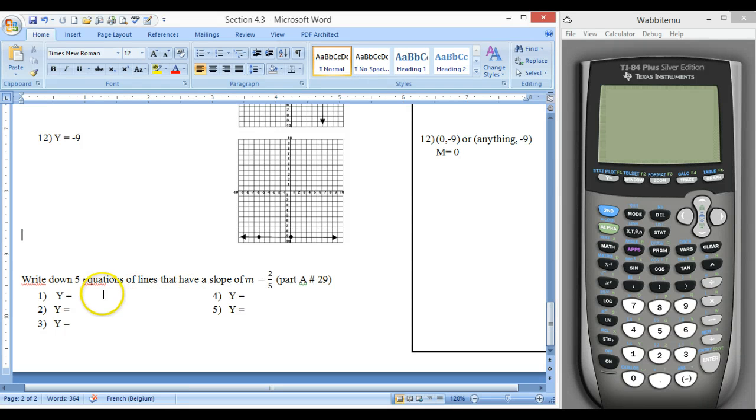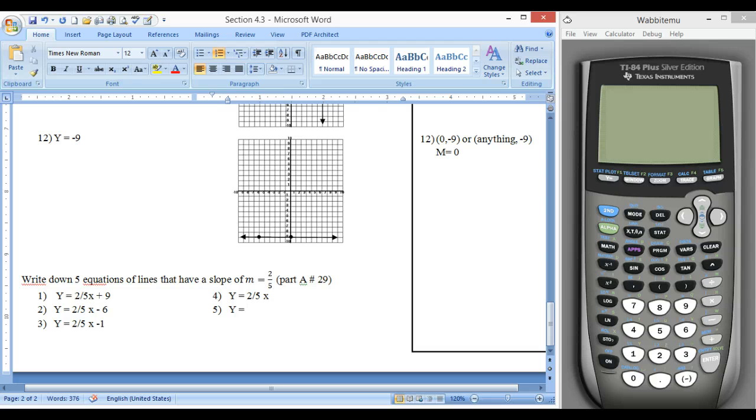All right. And this last question, or 5, is similar to part A, number 29. We have the question to write 5 equations with a slope of 2/5. So all I need to do is give myself the slope of 2/5 and give my y-intercept some number. And the next one, again, 2/5 and some different y-intercept. And again, 2/5 with some different y-intercept. And another with the same slope. In this case, I'm going to give myself 0 or leave it as just 2/5.